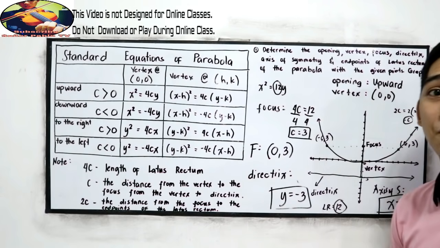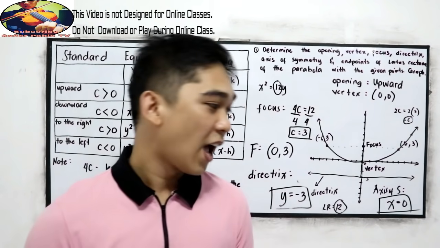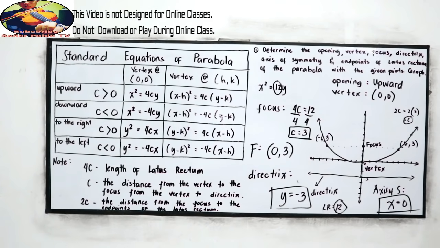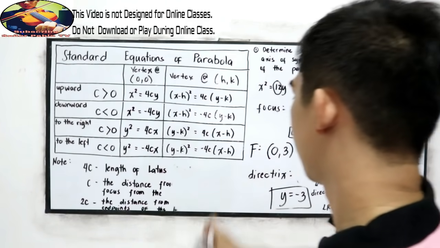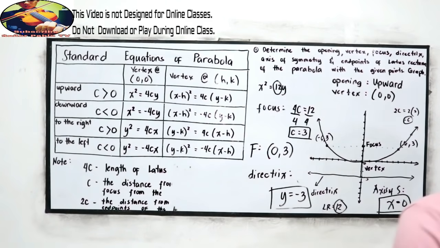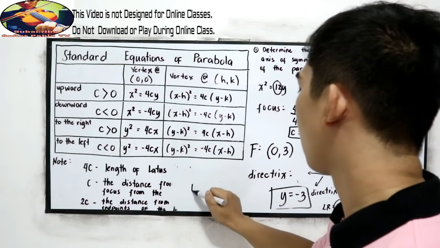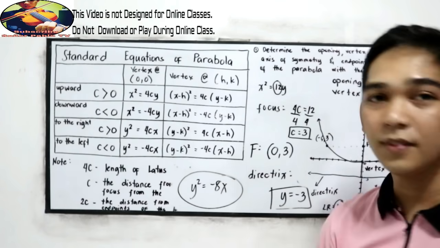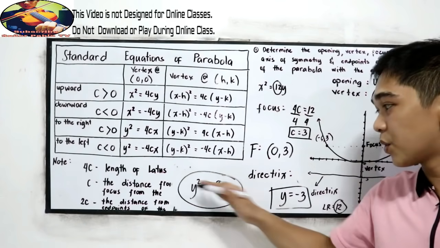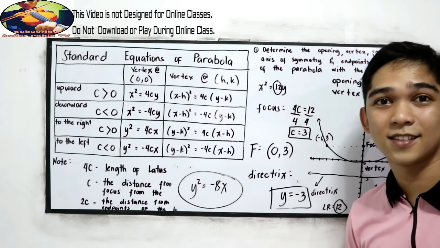So that's it. That's the parabola. Now your turn. I want you to answer this equation. Our assignment. I'm going to erase this. Then the equation is y squared is equal to negative 8x. Your assignment, y squared is equal to negative 8x.